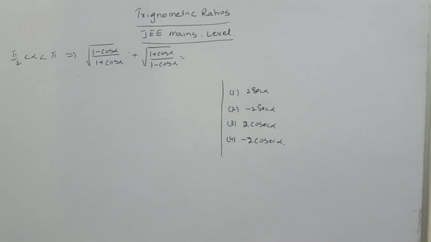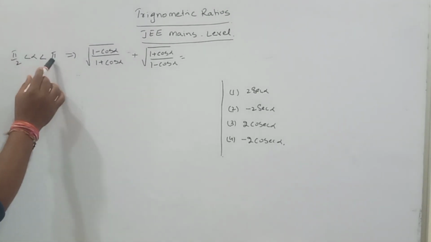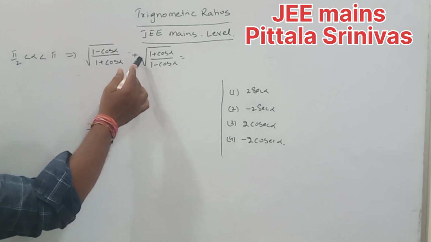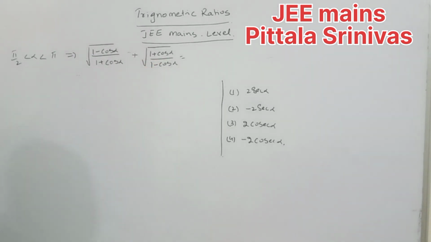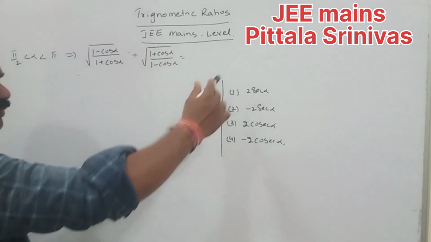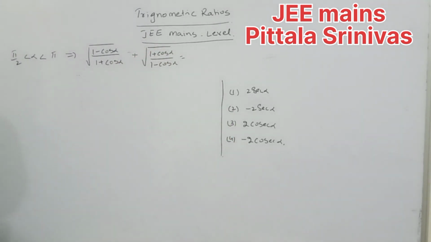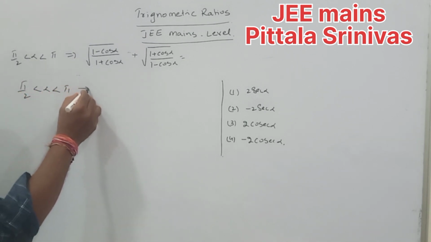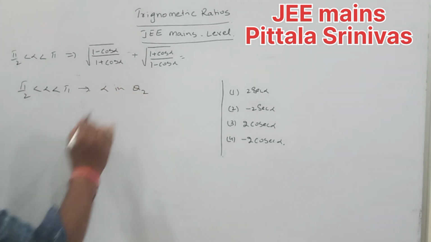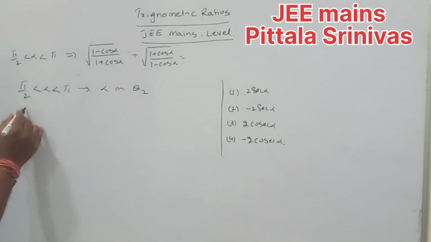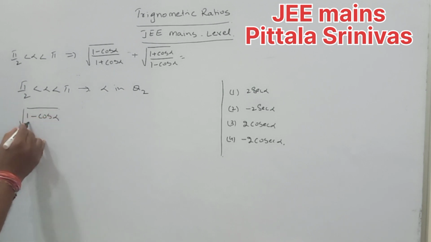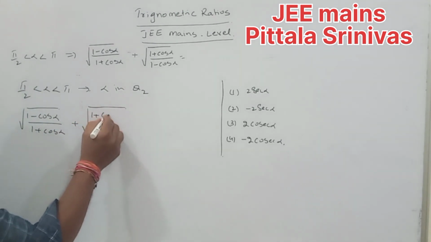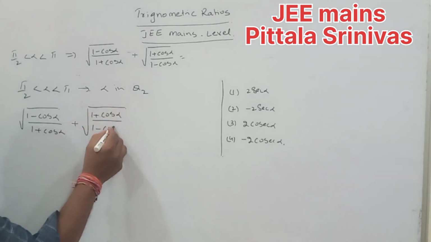Dear viewers, we have the problem: pi by 2 less than alpha less than pi, root over 1 minus cos alpha by 1 plus cos alpha plus root over 1 plus cos alpha by 1 minus cos alpha is equal to. These are the options given, JEE Mains level. So here pi by 2 less than alpha less than pi implies alpha is in Q2.